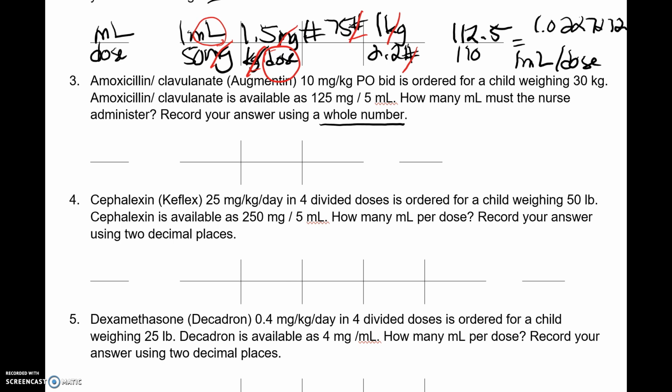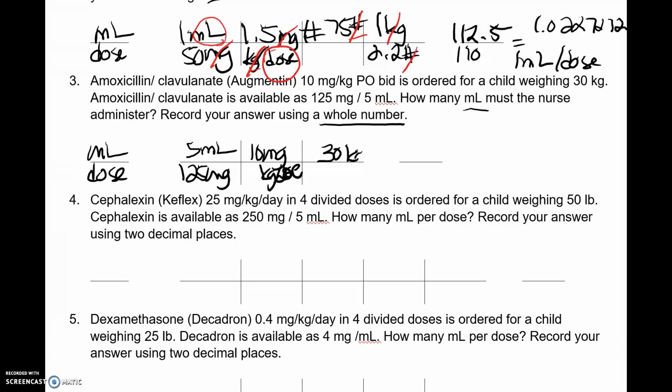Okay. So what are we looking for? We're looking for mLs per dose. We know that there are 5 mLs per 125 milligrams. We know that there is 10 milligrams per kilogram per dose. This person weighs 30 kilograms.